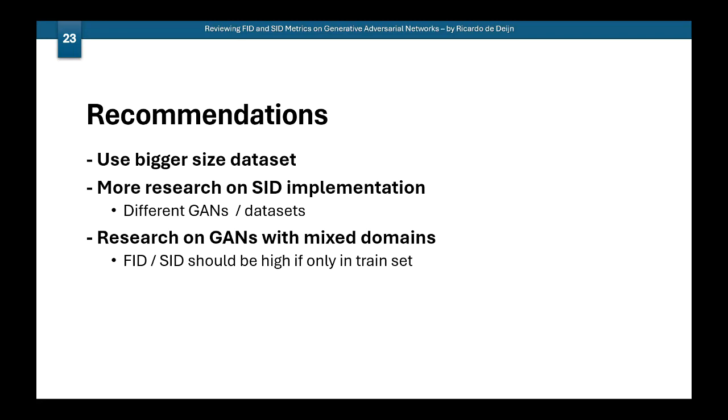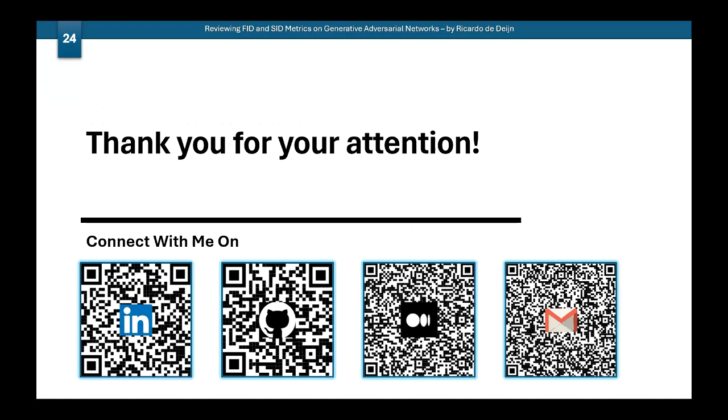And I would also recommend looking at different GANs or datasets, bigger datasets, later developed GANs, like for example MUNIT, to see what it does on those GANs. And also, I would recommend looking at datasets with mixed domains, for example, if the facades and cityscapes datasets were mixed together, whether that would influence the FID and SID. If it's mixed domains for only the train set, then the FID and SID should be high because of the high diversity in the distribution. But if it's also high in the train set, then it should be better. All right, and thank you for your attention.